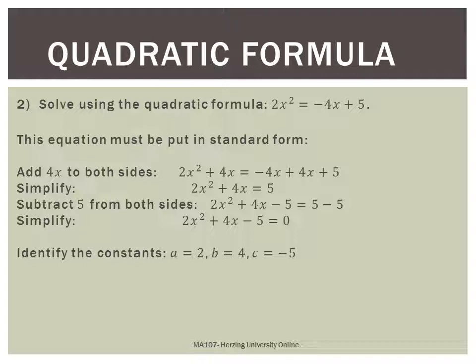Subtract 5 from both sides. 2x squared plus 4x minus 5 equals 5 minus 5, which simplifies to 2x squared plus 4x minus 5 equals 0. Now we can identify the constants. a equals 2, b equals 4, and c equals negative 5.